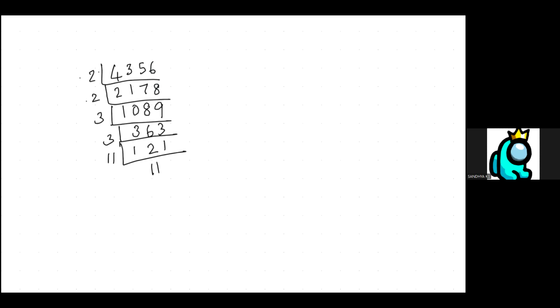So now they are in pairs? Yes, they are in pairs. So that means we can find the square root of the same. So root of 4356 is equal to square root of 2 into 2 into 3 into 3 into 11 into 11.